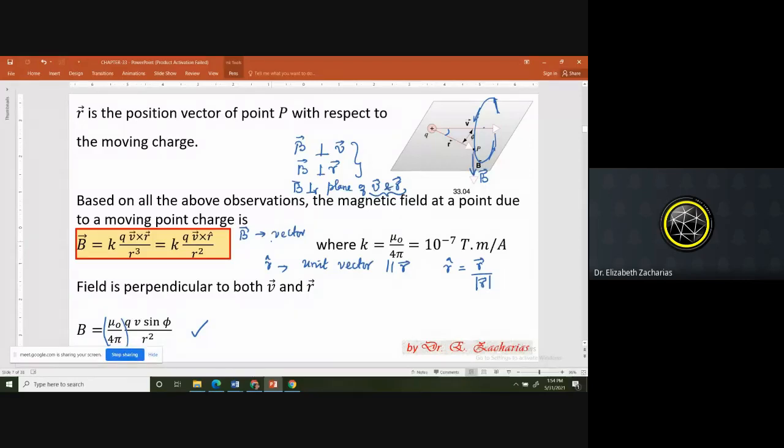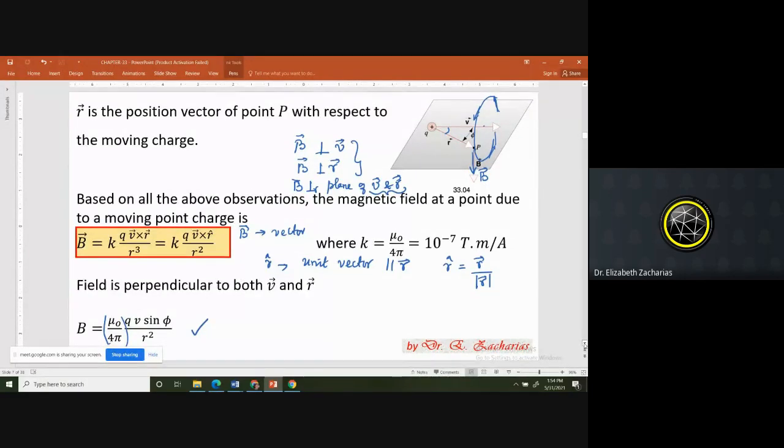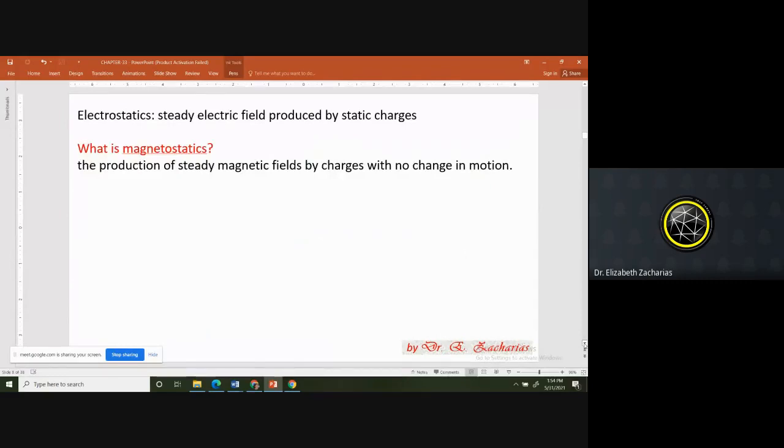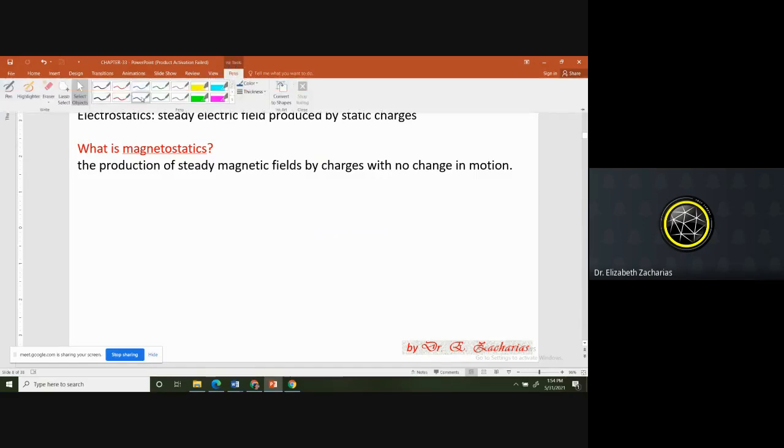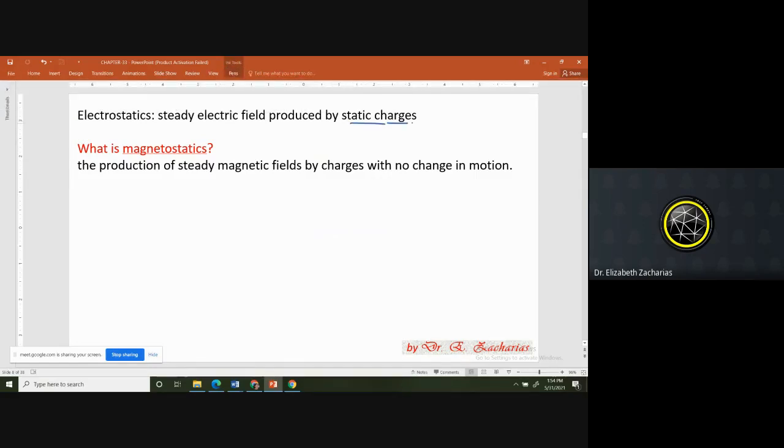And what is the unit of magnetic field? Tesla. Okay. And what is the analogous situation that you have studied in electrostatics? A steady electric field can be produced by static charges. Here, a magnetic field can be produced by moving charges. So static charge and moving charge, these are the analogous things.